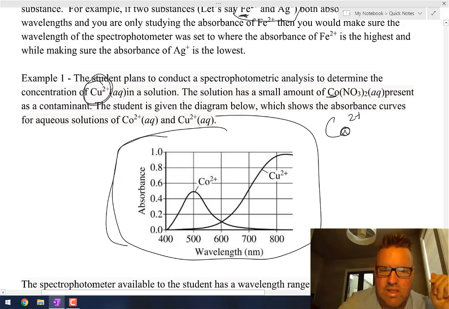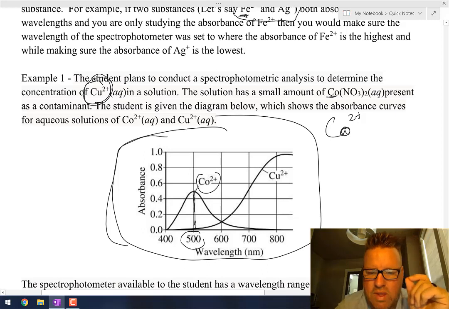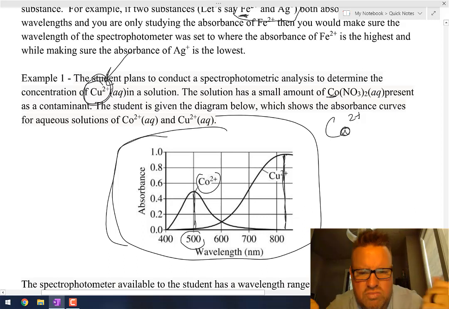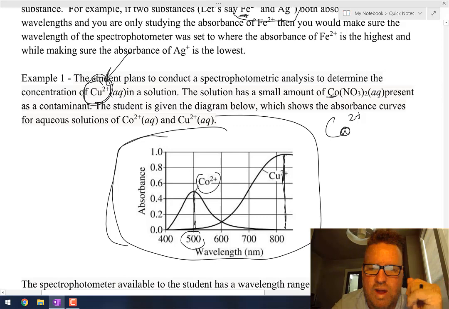So we can see that if we wanted to know about cobalt, then absolutely we would set the wavelength right where the absorbance of cobalt is the highest, right at around 500. If we want to know the absorbance of copper, which is what they're asking us about here, then we would love it if we could have a measurement right at about 815, 820, somewhere around there.